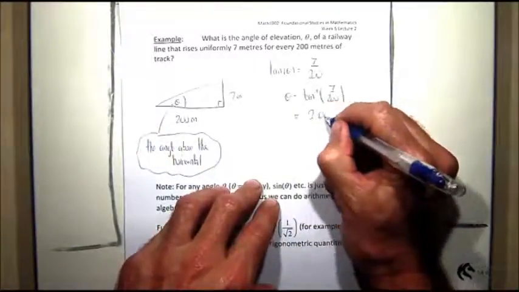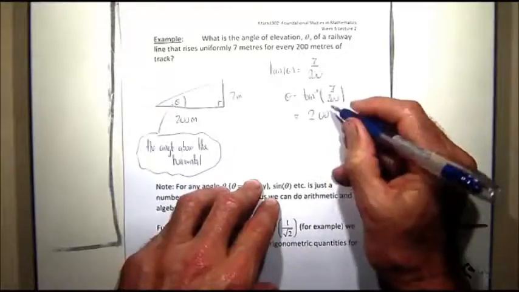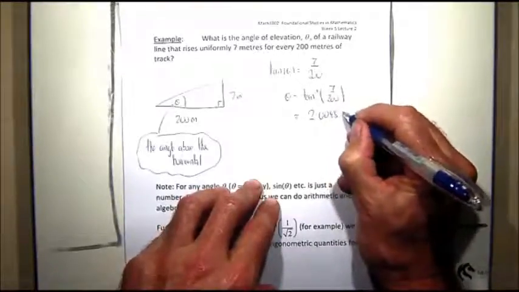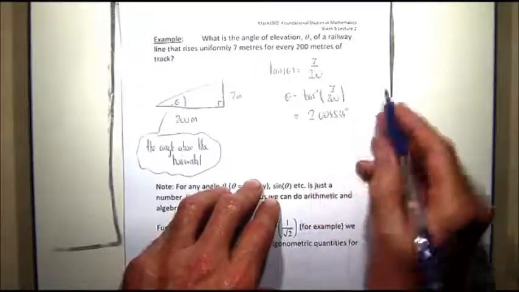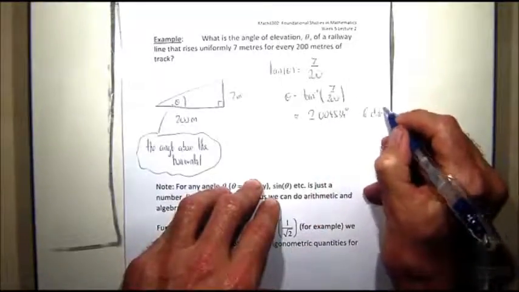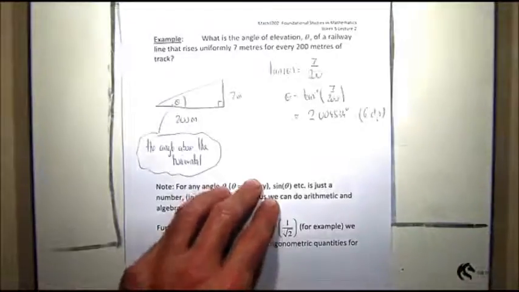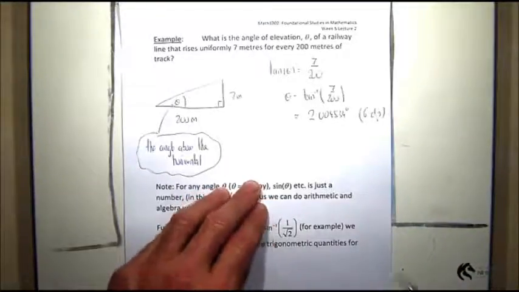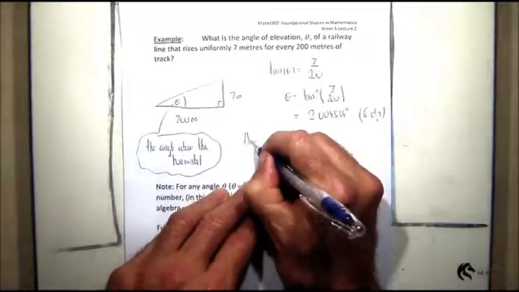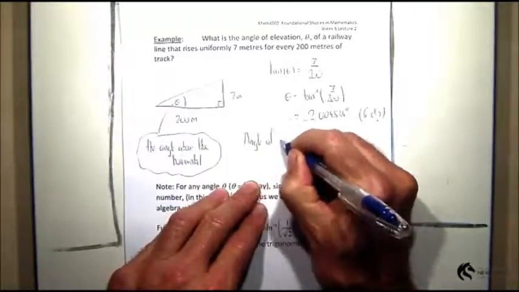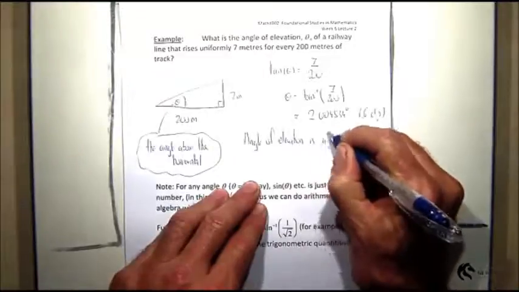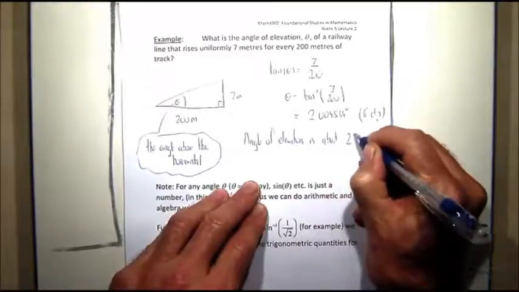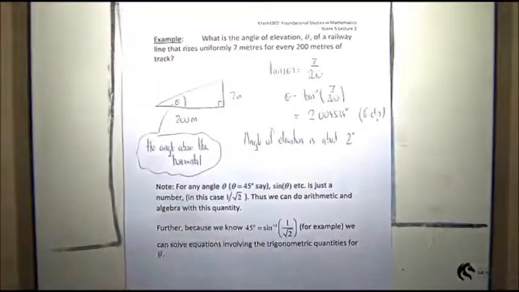Now, I had to go a fair few decimal places to get down here, so I've got a lot of decimal places sitting here. I've gone to 6 decimal places there. But it's something very close to 2 degrees. And so the angle of elevation is about 2 degrees in that case.